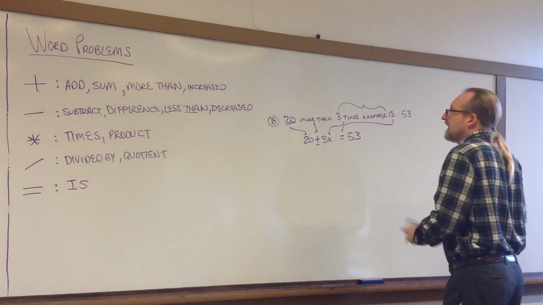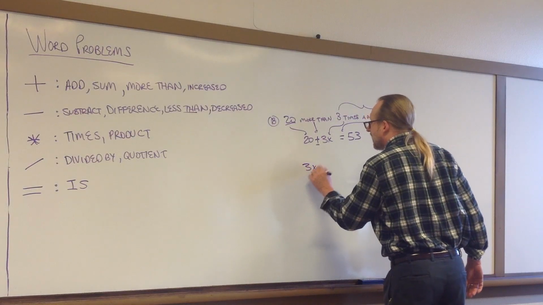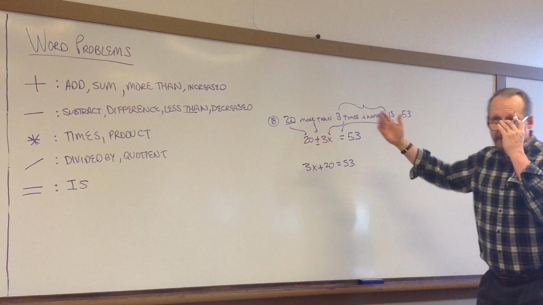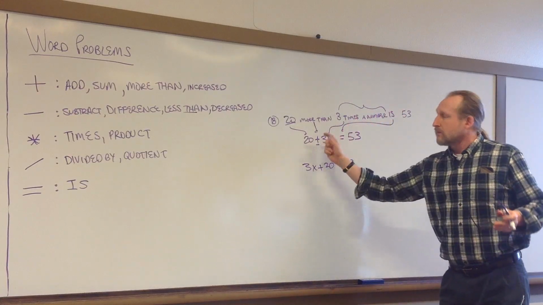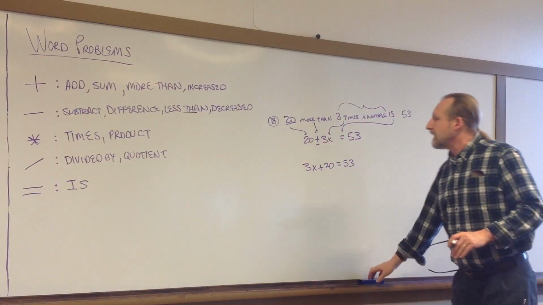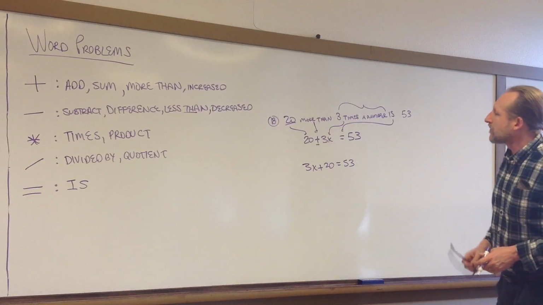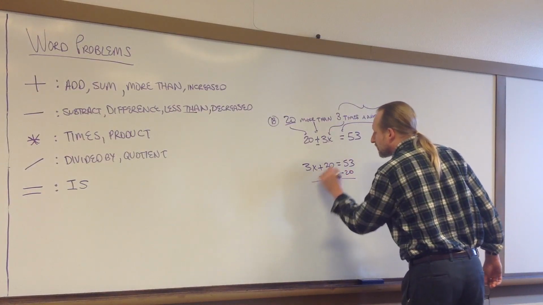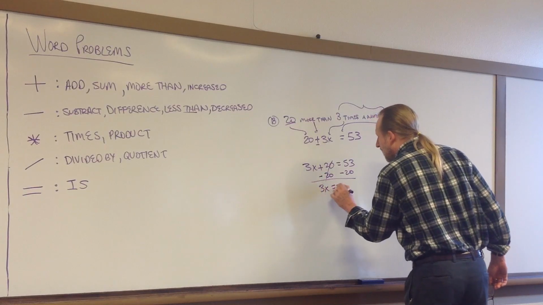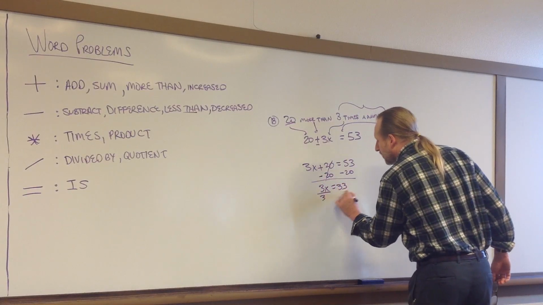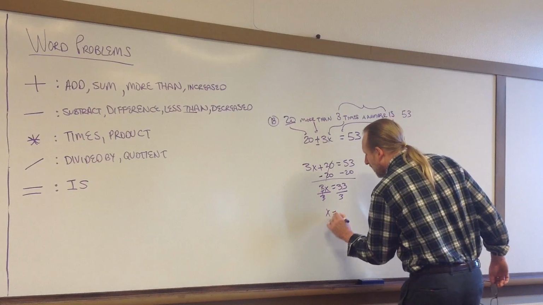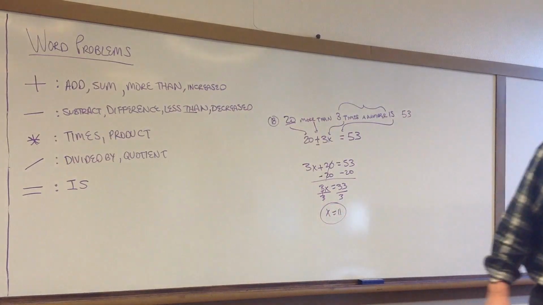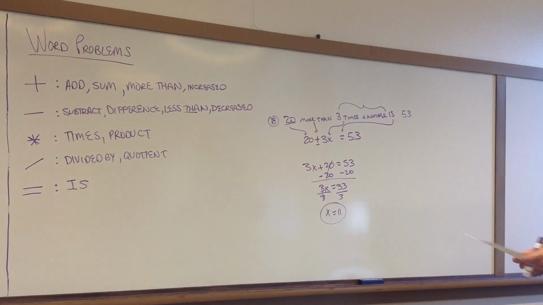Now we have to solve it. Now you could have written it 3x plus 20 equals 53. Remember, with the addition, it doesn't matter what order they're in, because it's the same thing either way. Okay? So in any event, to solve this equation, we're going to subtract 20 on both sides, divide on both sides by 3, and here, x is equal to 11. All right, that's problem 18.